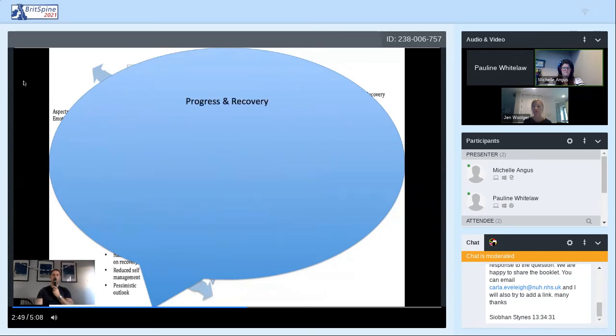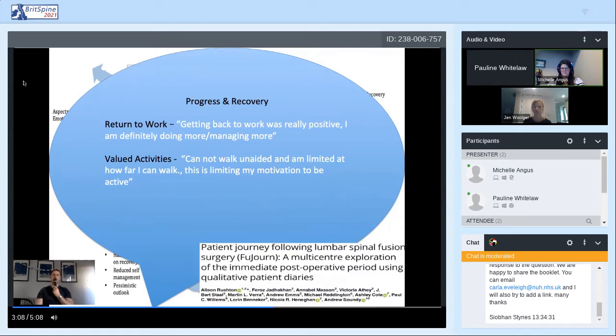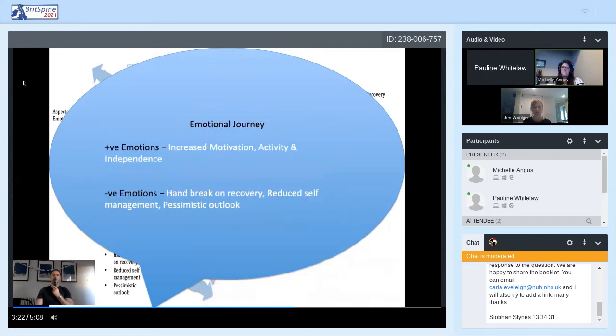Progress and recovery theme: participants base their recovery on the ability to return to work and valued activities. Participants associated meaningful recovery to functional improvement, which led to an increase in confidence. But where valued activities were not attained, this reduced participant motivation. Similar findings have been found in this study by Rushton et al. The sub-theme acceptance alludes to the fact that at this point in recovery, if a patient had ongoing symptoms, there was an acceptance that this may not change.